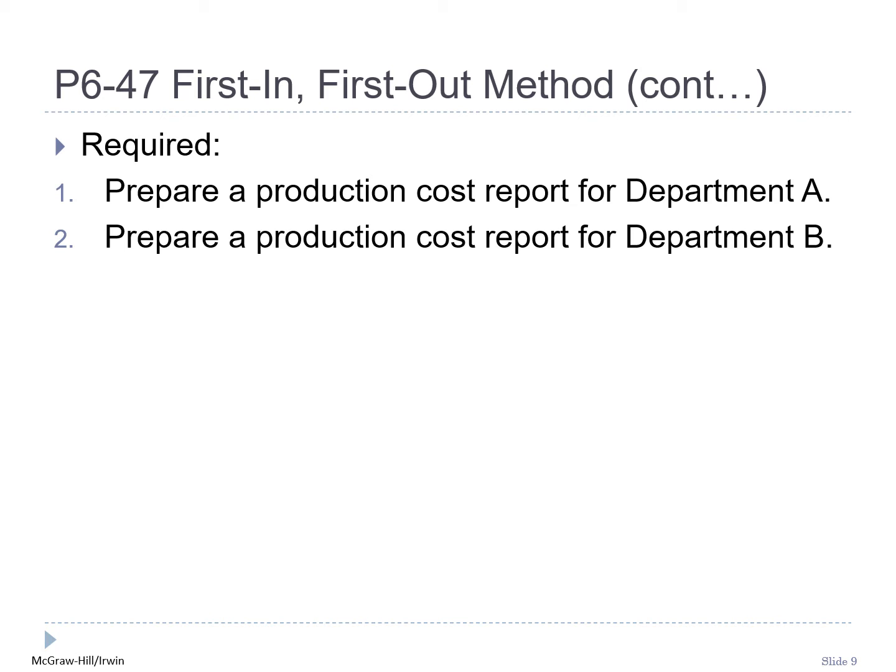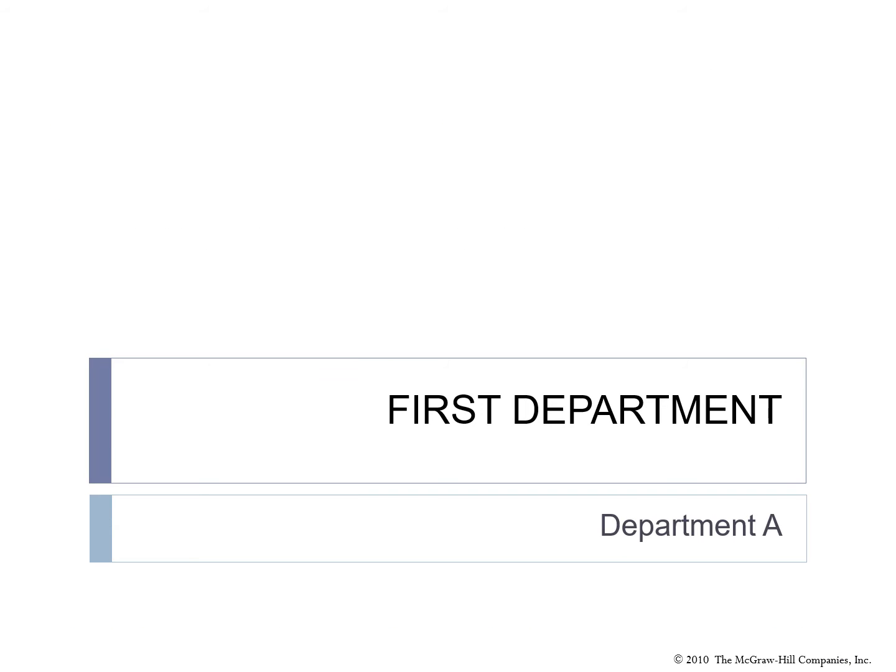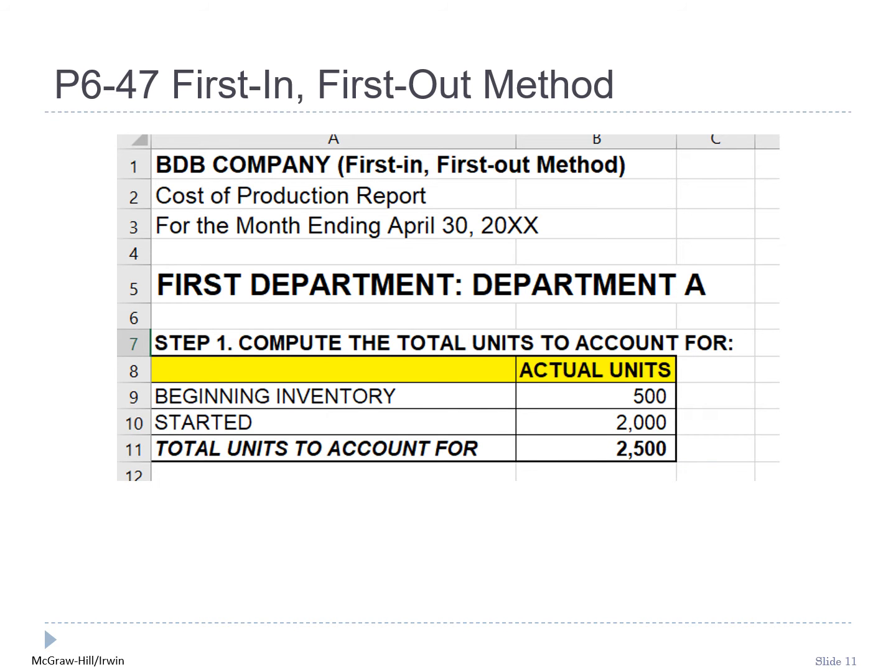So the requirement is the same as in Module 3. We are required to prepare a cost of production report for Department A and a cost of production report also for Department B. So let's start. Let's go to the first department.